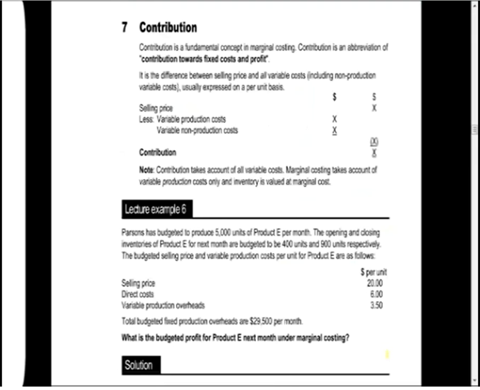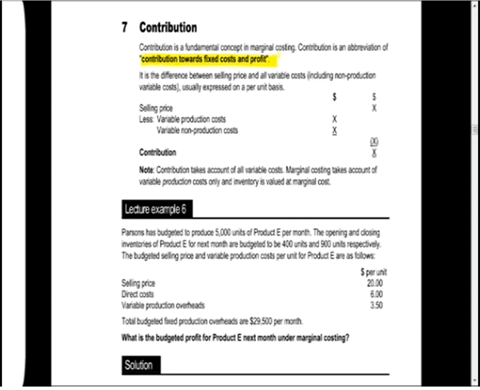So let's explore this idea of contribution a little bit further, because it's a fundamental concept in marginal costing. What we mean when we're talking about contribution is actually contribution towards fixed costs and profit. Because when we sell a unit, what we're doing is we're taking our sales less our variable costs, and that's making a contribution towards our fixed cost. And once those fixed costs are covered, we will then start to make a profit.